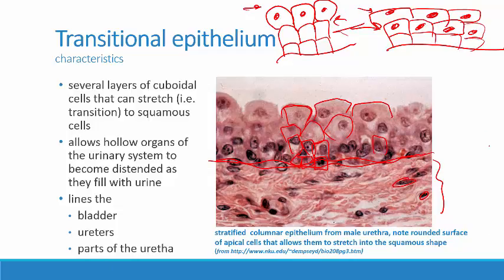So the slides that you'll be looking at in lab are all going to be relaxed transitional epithelia. So you should be looking for those rounded cells there at the apical surface. Okay, so that does it. We've looked at all 8 types of epithelia that I want you to be able to recognize. If you have any questions, let's talk about it in lab or send me an email.